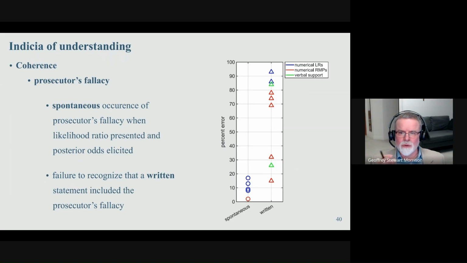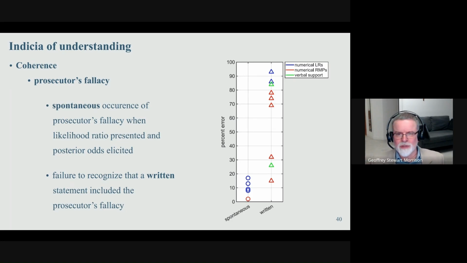So there were 2 different research designs where we got information about the prosecutor's fallacy. The first one is spontaneous occurrences of the prosecutor's fallacy. So we had an elicitation of prior odds. We presented the likelihood ratio. We listed posterior odds. And we discovered that the posterior odds equals the likelihood ratio, right? And that just occurred spontaneously in that experiment design.